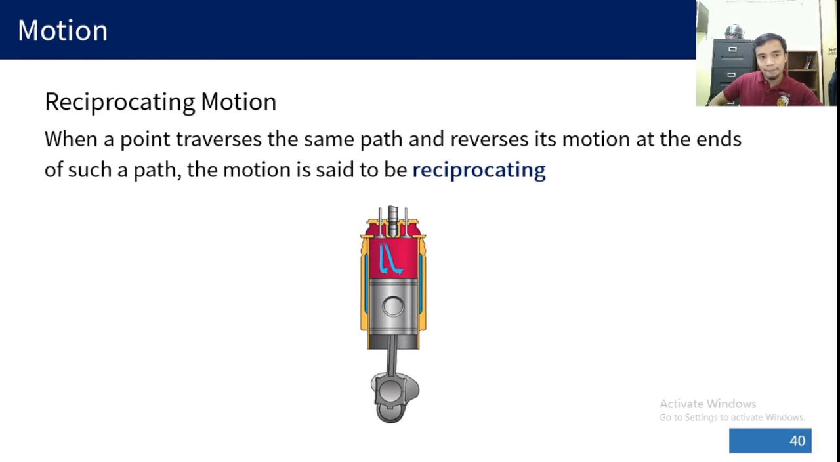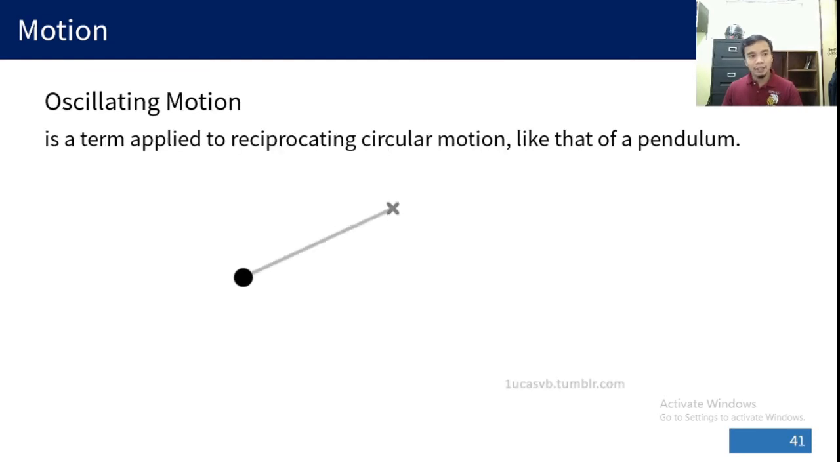The next type of motion is curvilinear motion. Reciprocating motion is when it traverses the same path and returns to its original position in a rectilinear way. One example is a piston. It is linear motion that goes back to its original position. It traverses the same path, then reverses back to the original position in a straight line.